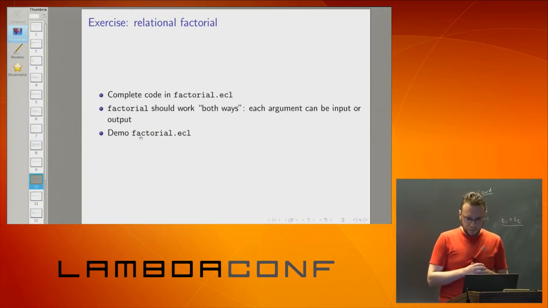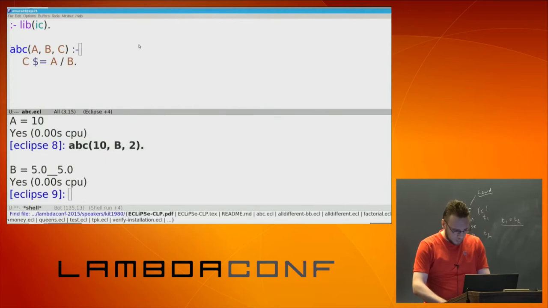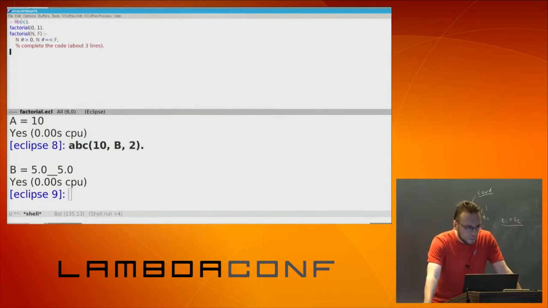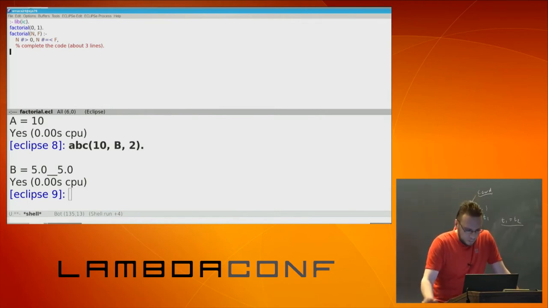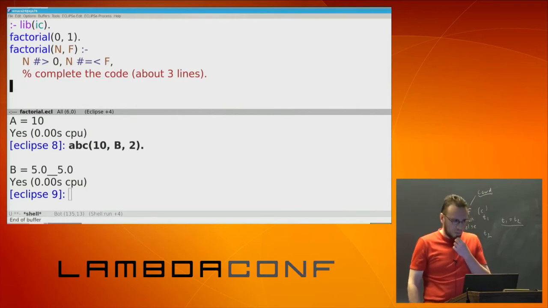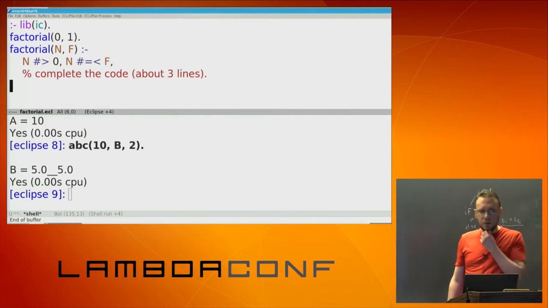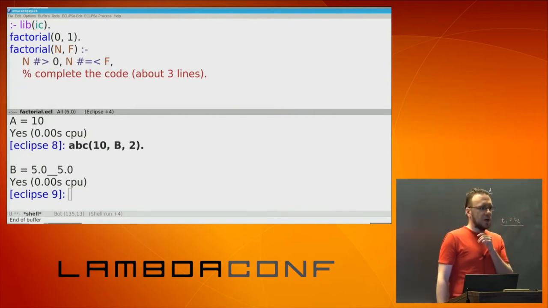And I have an exercise for you. There is a file factorial.ecl in the repository. And I want you to complete the program so it will compute factorials both ways. So you can give it n and get factorial, or you can give it factorial and get n. So please try to complete this program. I'll give you about 10 minutes. And please raise your hand if you have any questions or problems. I'll come to you.